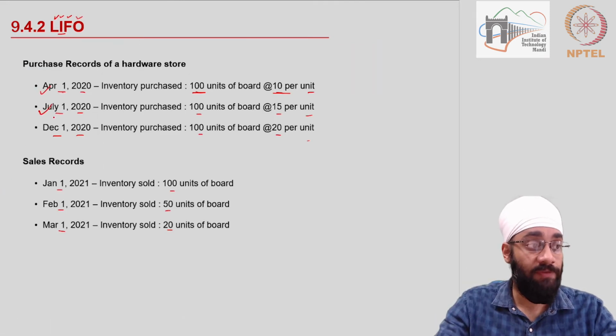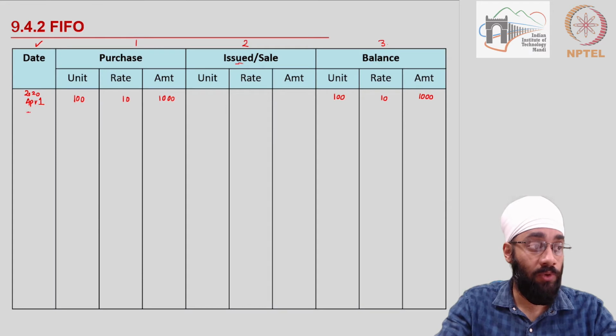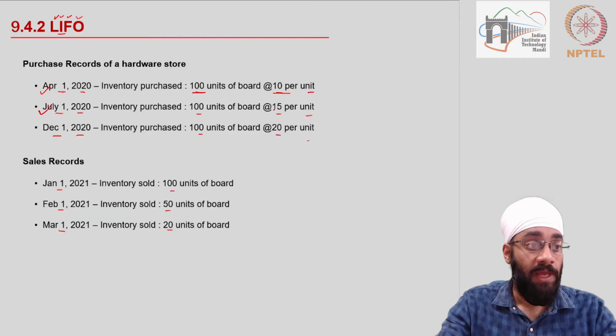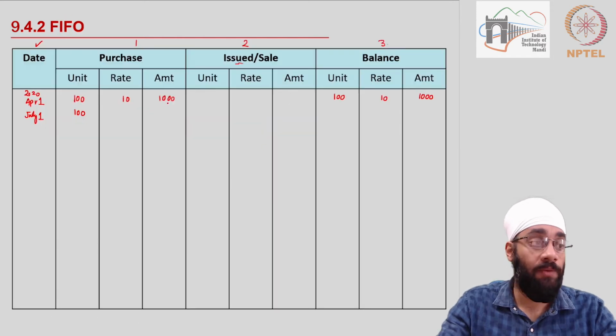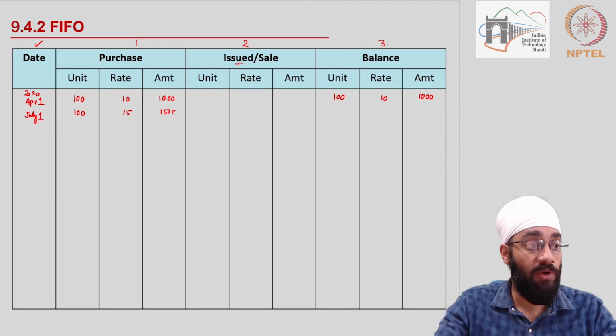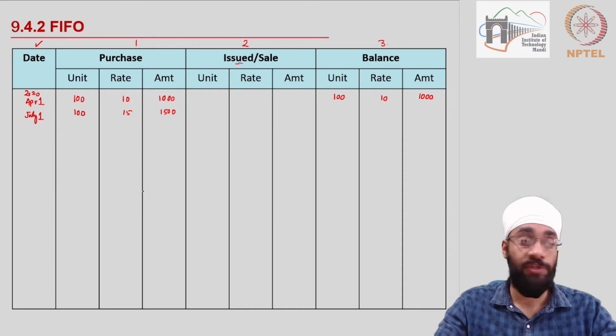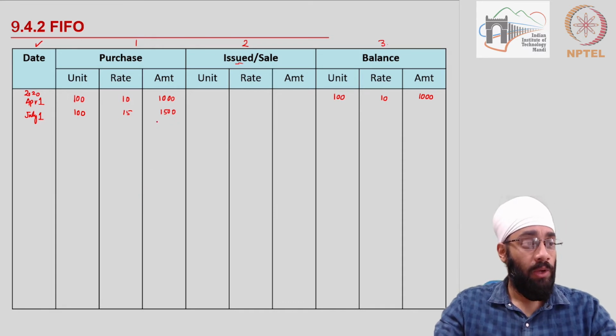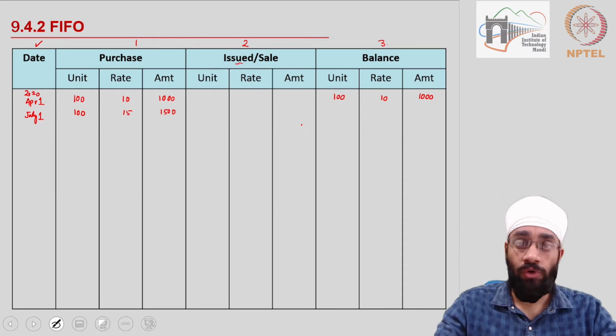Second is July 1st, 2020. So I'm going to write July 1st, 2020. Another 100 units are bought at this point in time at a higher price. Typical behavior of prices over a period of time, inflation goes up. So a total amount of 1500 is spent on this purchase. Now notice that your stock is now 200 units.